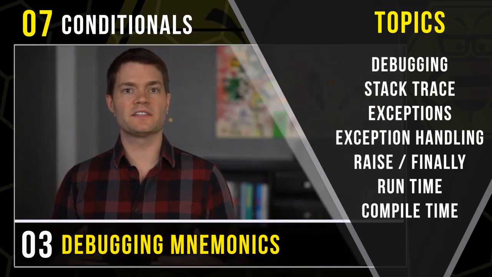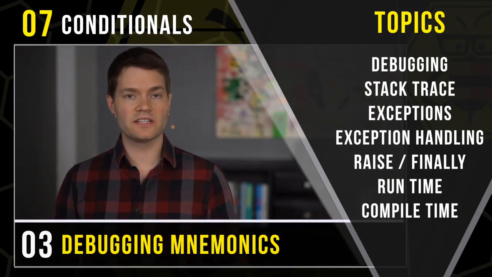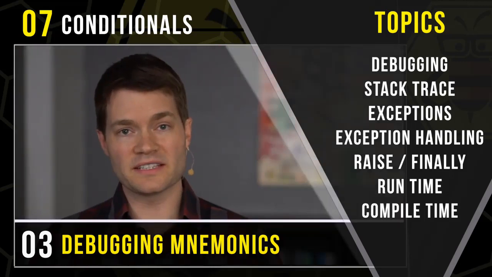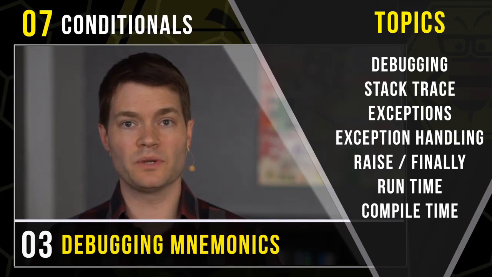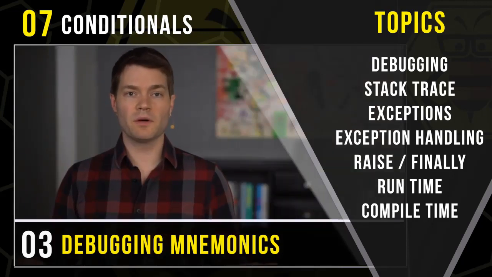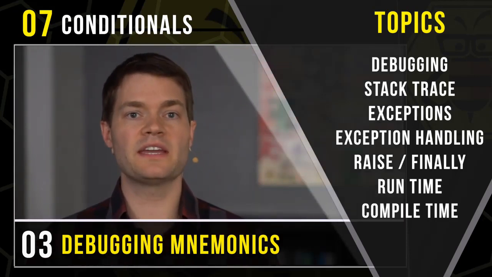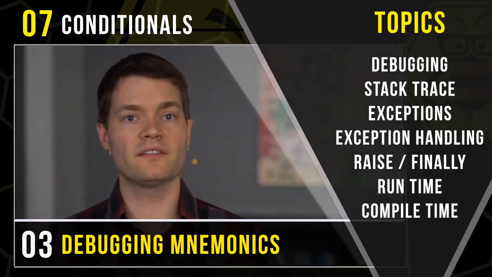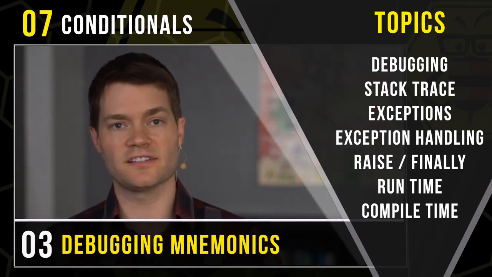Then we're going to move over to something called the stack trace. We're going to talk about what that is, how to read the stack trace, and what it means. We'll talk about exceptions. What are exceptions? We'll talk about the difference between a syntax error and an exception. And then to follow up on that, we'll talk about exception handling. We'll talk about what that means, why it's different from regular exceptions. And we'll talk about the keywords raise and finally, what the keyword raise actually does and what the keyword finally actually does.